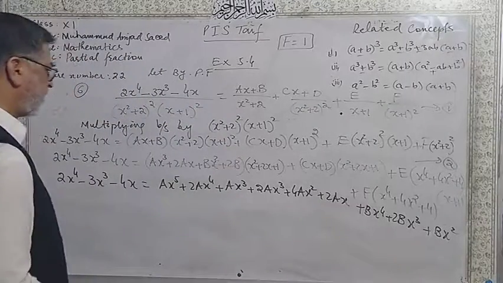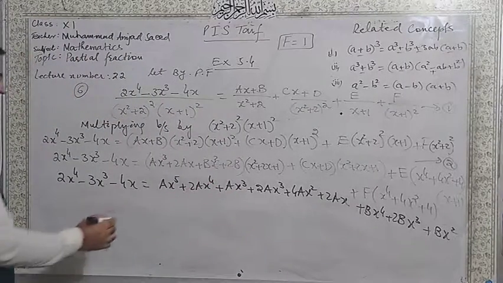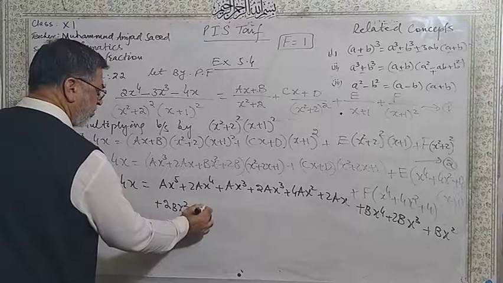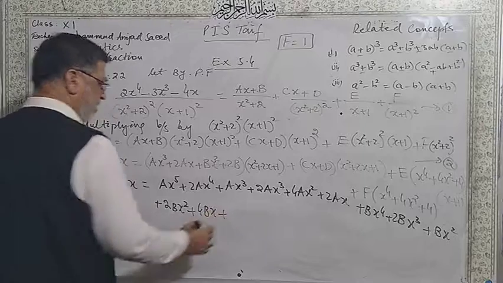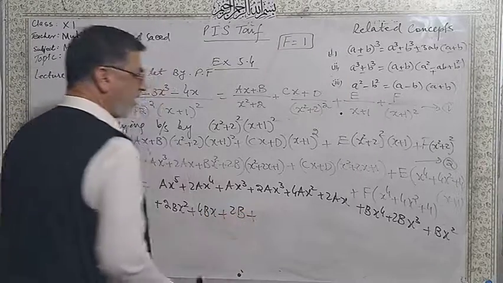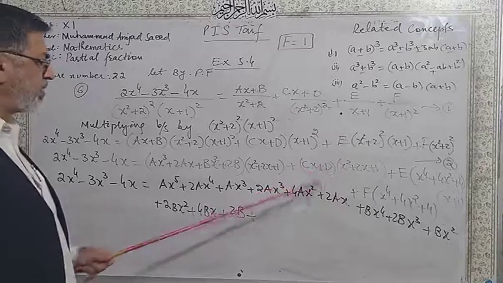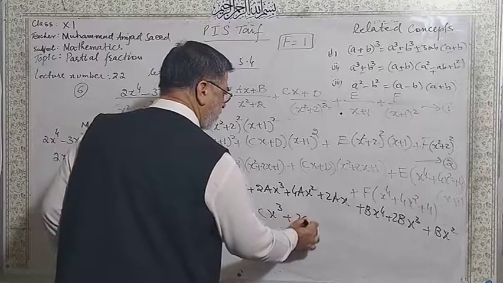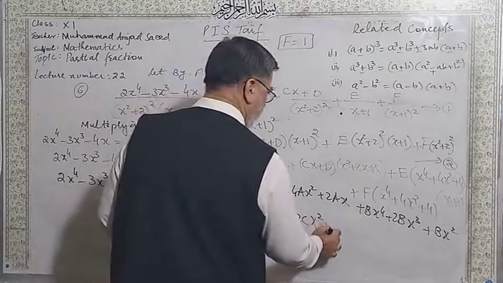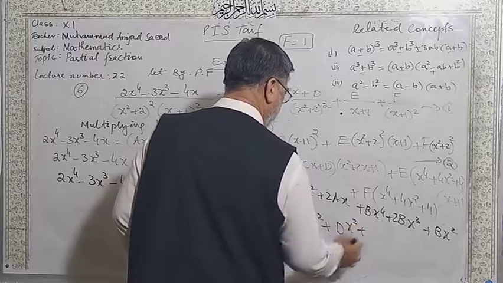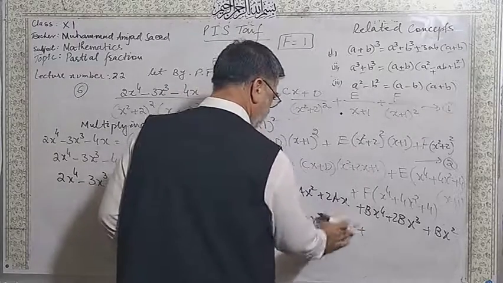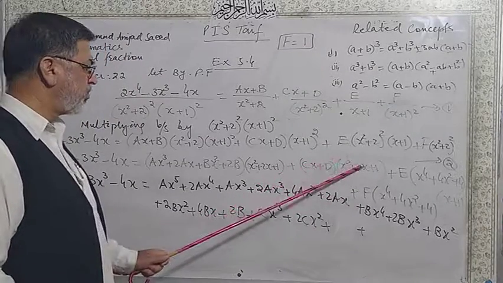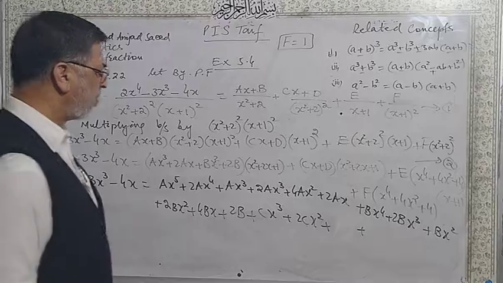After that, the term of 2b plus 2bx square plus 4bx plus 2b. After that, we multiply these two terms: cx cube plus 2cx square plus bx square plus cx also, cx cube plus 2cx square plus cx.